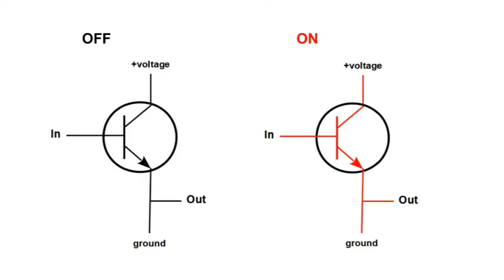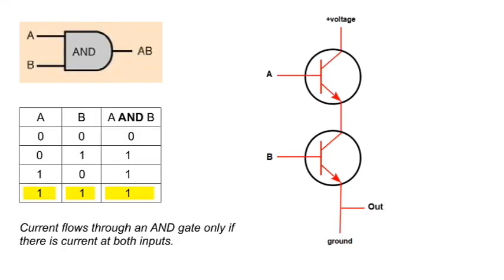Now, if a current is applied at in, the vertical bar conducts electricity, the transistor switches on, and current flows through to out. Now that we know how a transistor works as a switch, let's see how it can be used to construct a logic gate. The right-hand side of this diagram shows an AND logic gate that is made with two transistors that are connected so that the output of the first is input to the second. There must be current flowing through both of the inputs A and B into the transistors for current to flow out. This is the case shown and reflects the highlighted line of the truth table.